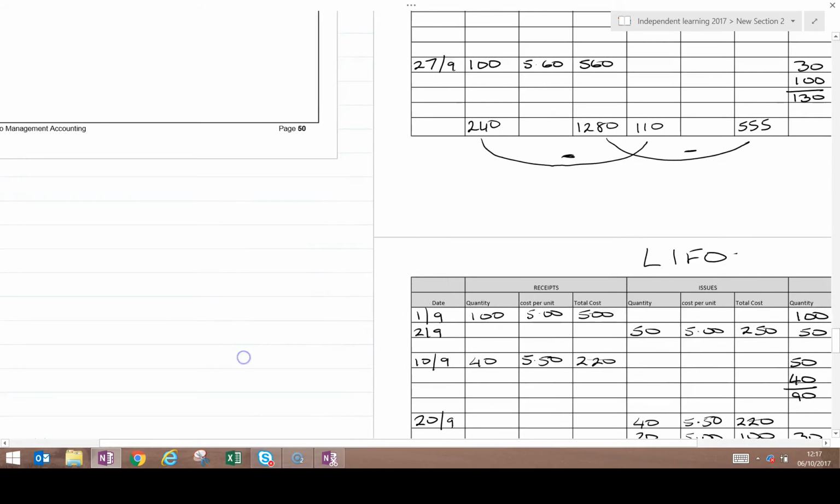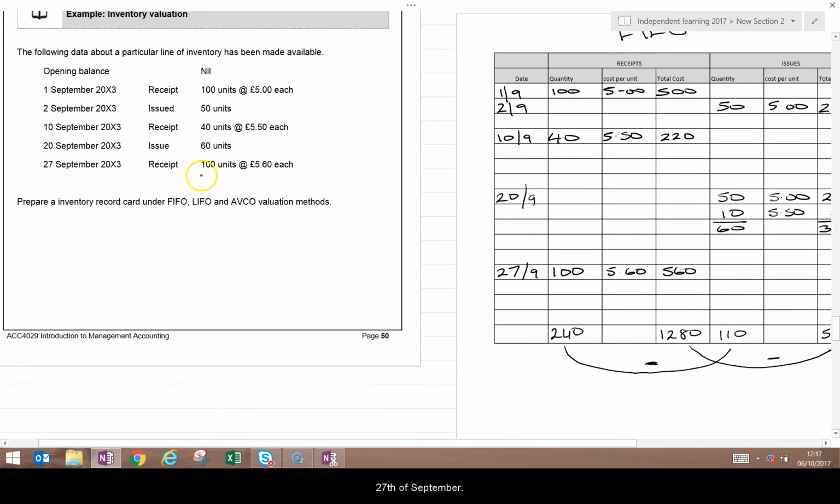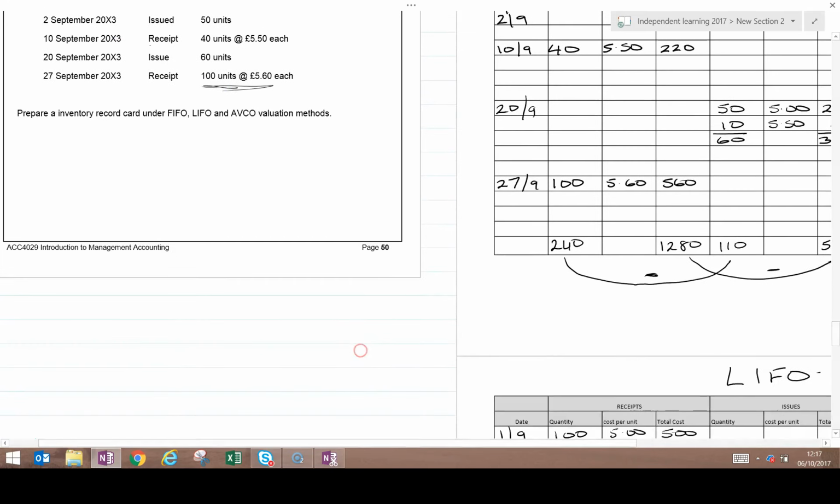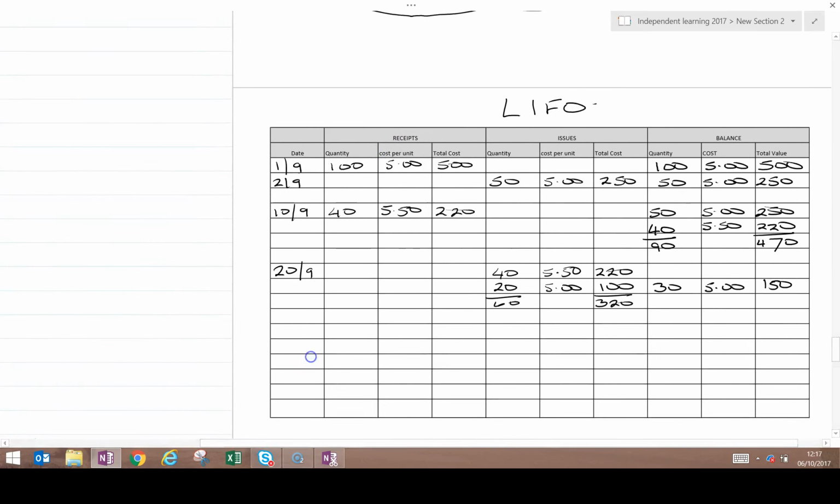And then finally, 27th of September, receive another 100 at £5.60. 27th of September, 100, £5.60, gives us 560. So before we add that to the balance, we rewrite what we currently have. So we have 30 at £5. We have another 100 now come in at £5.60. So in total, 130 at £710.